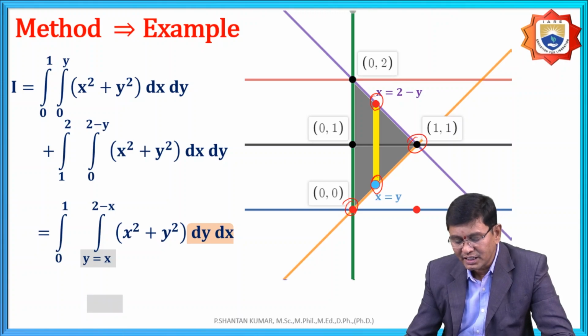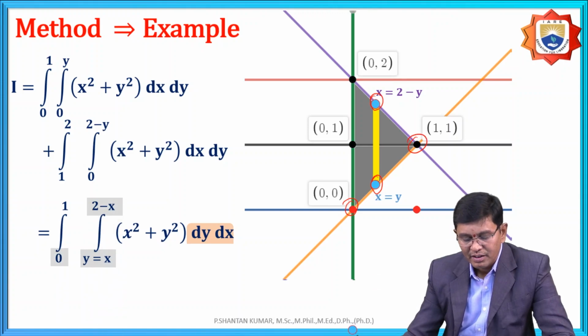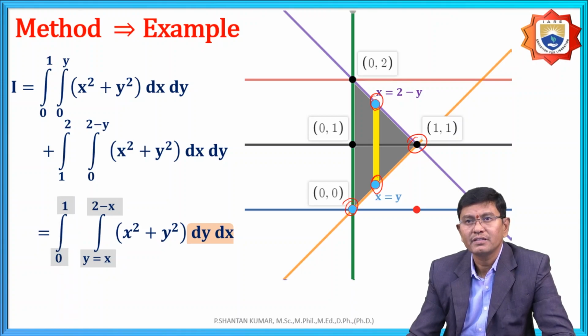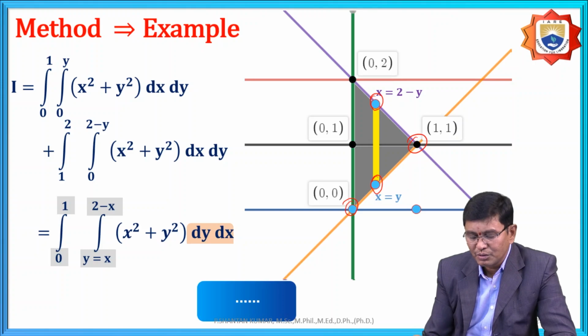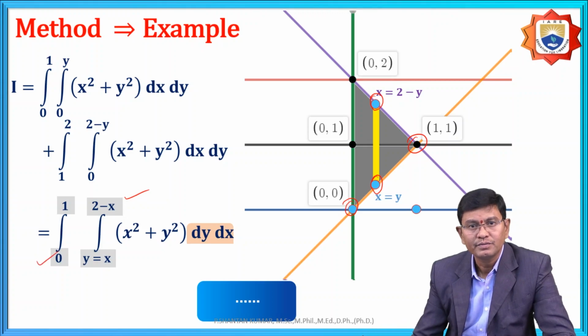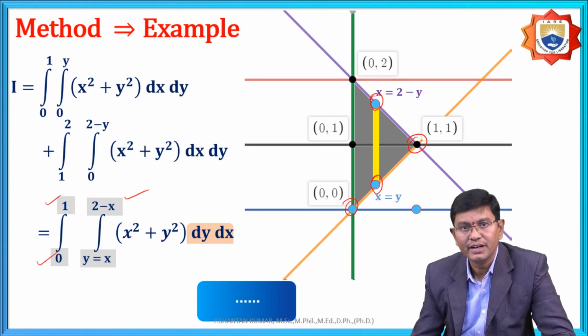Based on understanding all these things, here it clearly shows y is equal to x, and the upper limit is y is equal to 2 minus x, and the limits are x is equal to 0 and x is equal to 1. Based on this diagram, we clearly identified it.